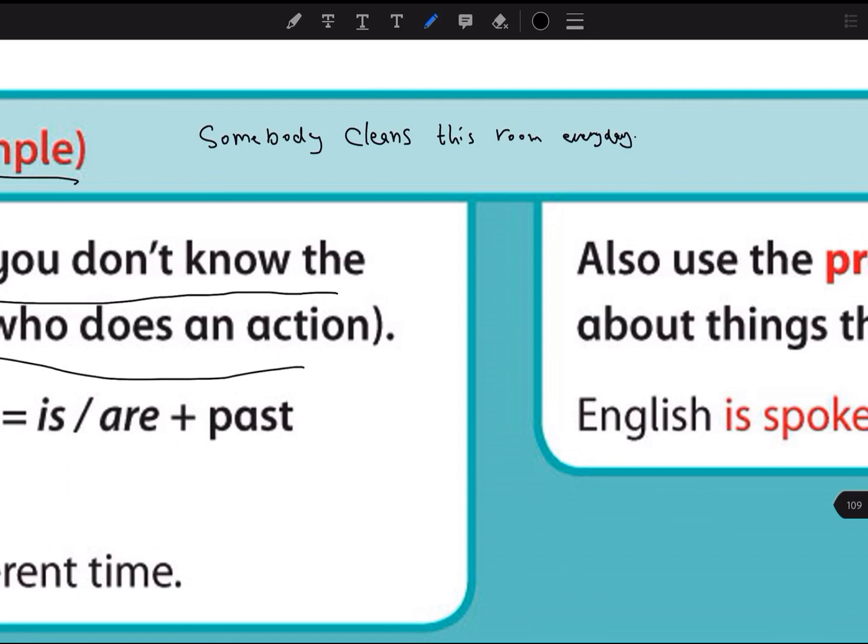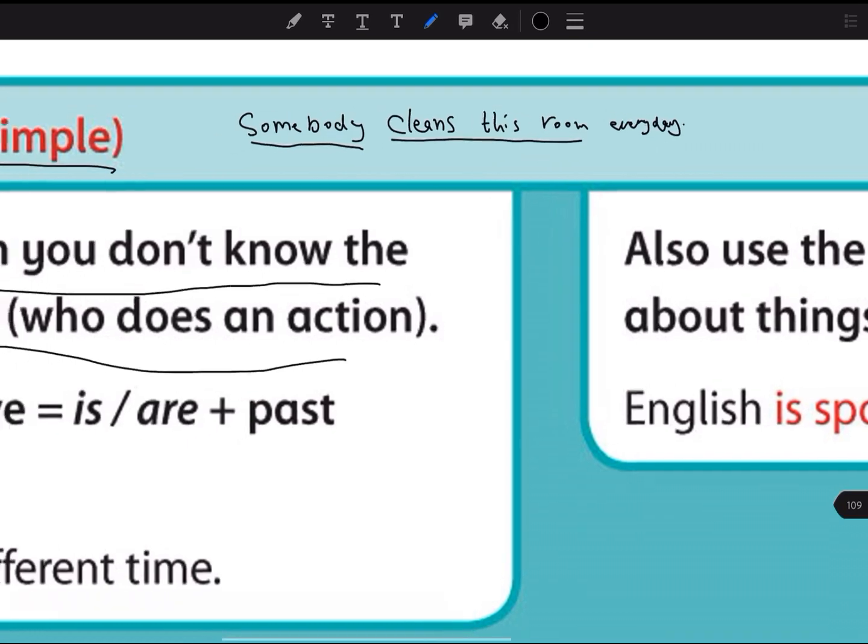What is the action? It is cleaning a room. So it is the action of the sentence. The action of the sentence is done by somebody. So it is an active sentence, and it's clear that it's active voice. We know the subject of the sentence. What happens if we don't know the subject of the sentence? We don't know who cleaned this room. It's called passive.